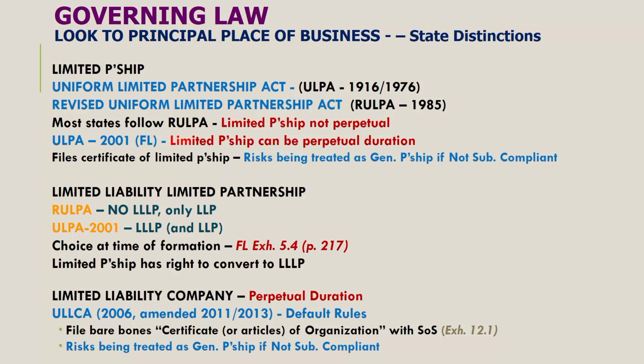And then limited liability companies have perpetual duration. That's the benefit of being like a corporation, which is that they can continue on beyond the life of the members. And you have the ULLCA, which was amended. That gives you the basic default rules for the limited liability company. You're filing that bare bones certificate or articles of organization, which I told you is very simple. It's a page or two, and there's a ton of forms out there for that. And always be mindful that if you don't substantially comply with the registration and filing mandates, you could be treated as a general partnership.